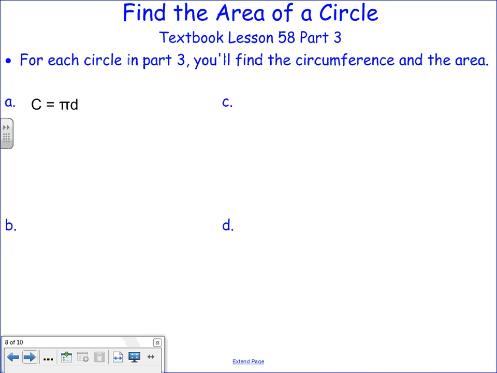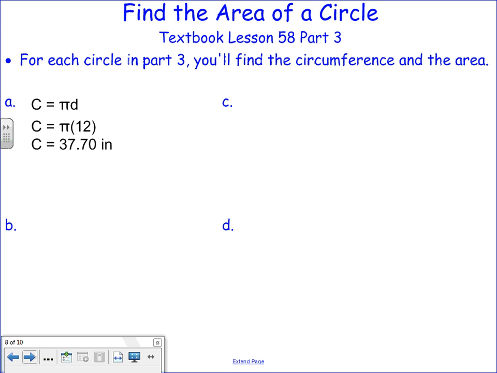So to find the circumference, again, I'm going to do pi times diameter. If I'm finding the circumference, I need diameter. My diameter is 12. So I put that into my equation, pi times 12. Use the pi key on your calculator. If I take pi times 12, that's going to come out to be about 37.70 inches. Remember, we're rounding to the hundredths place.